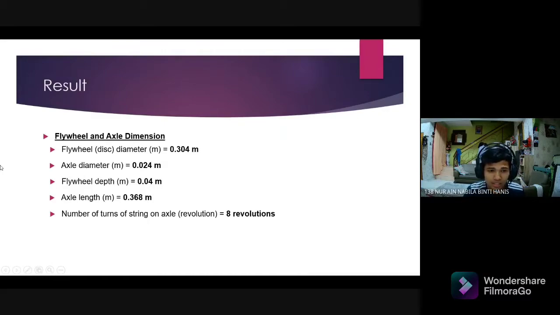Okay, these are the results that we get from the experiment procedure. The flywheel disc diameter we get is 0.304 meter, and the axle diameter is 0.024 meter. The flywheel depth is 0.04 meter. The axle length is 0.368 meter, and the number of turns of string on the axle per revolution is 8 revolutions.